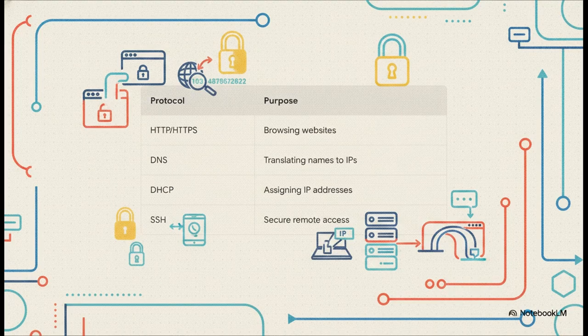And if you know your cybersecurity, you know DNS spoofing is exactly how an attacker tricks your computer into handing credentials over to a fake lookalike site. Then there's DHCP, which does the heavy lifting of automatically assigning IP addresses as devices join the network, and SSH, which gives administrators secure remote access. Without these standardized rules, the internet would just be pure, unmanageable chaos.